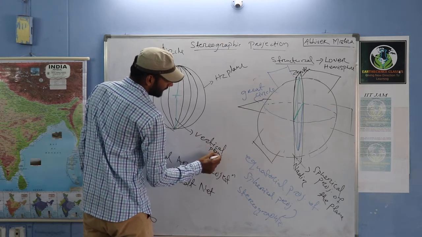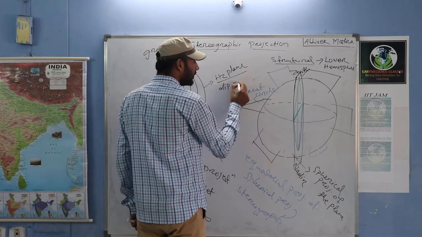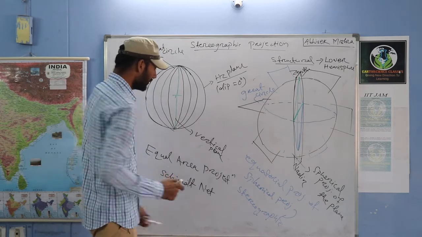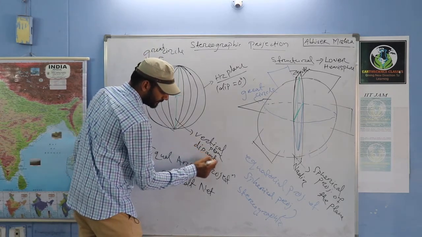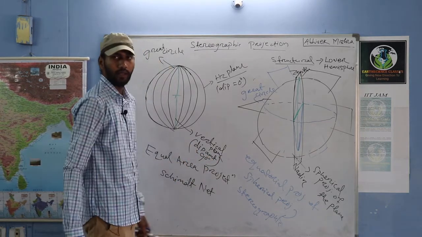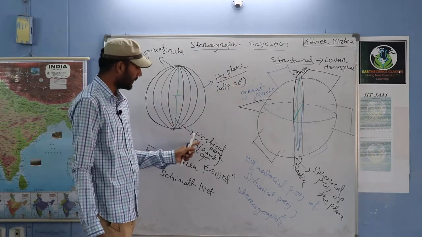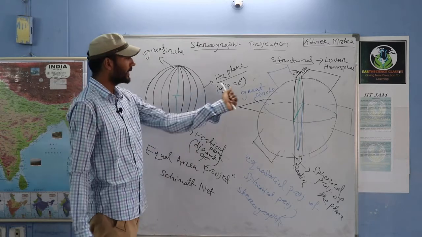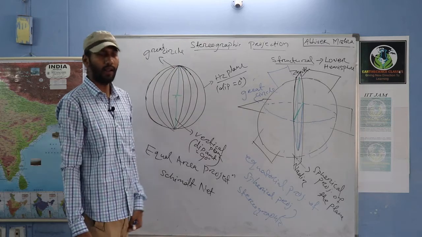That means horizontal plane means dip amount is 0 degree. Vertical plane means dip amount is 90 degree. For horizontal plane you are getting dip amount 0 degree. For vertical plane dip amount is 90 degree. From the outer circle you are getting 0 degree. At the center there is a straight line, you are getting 90 degree.